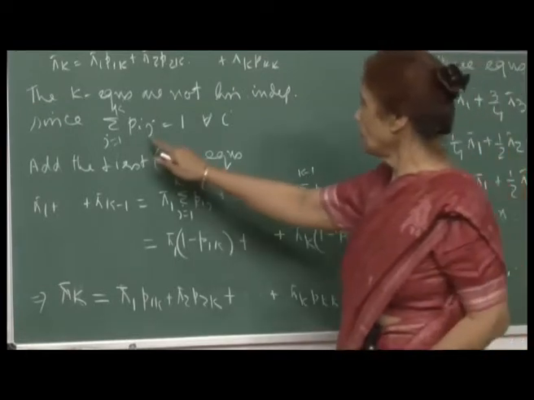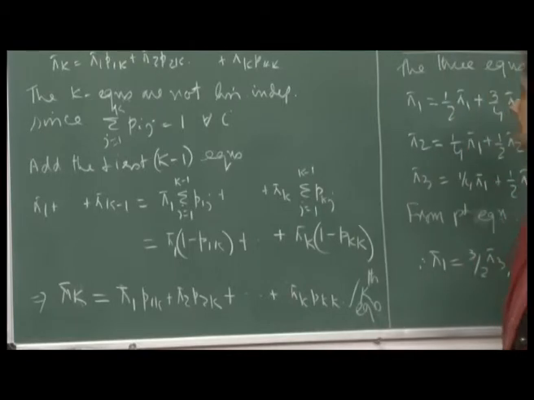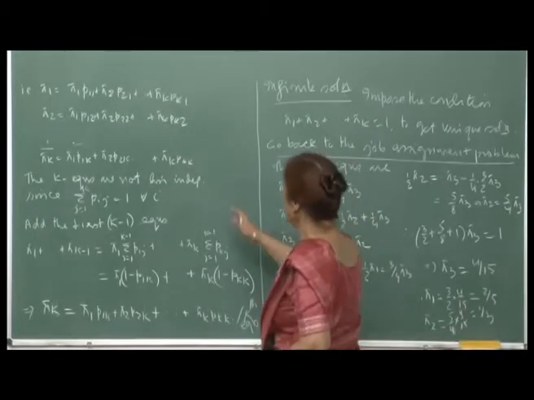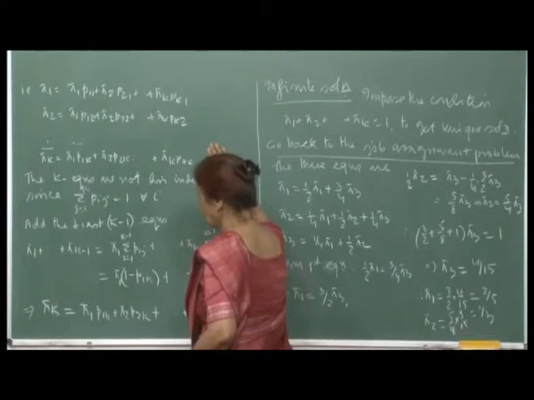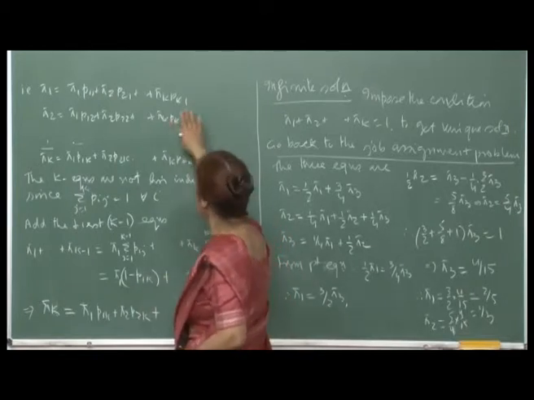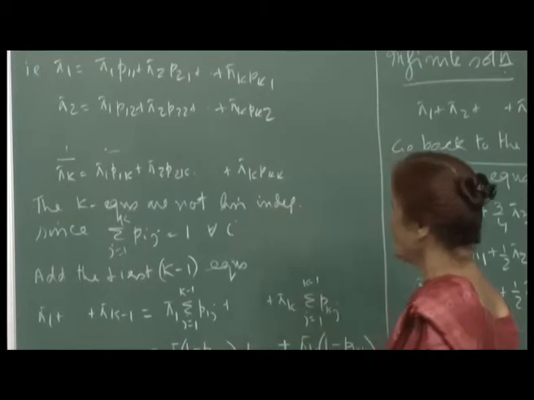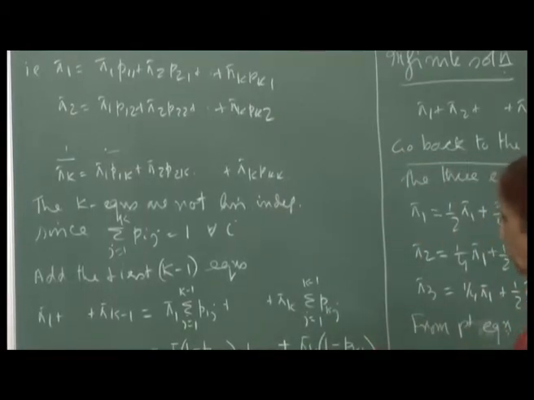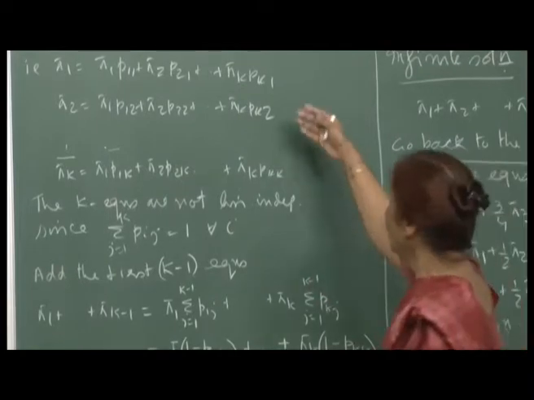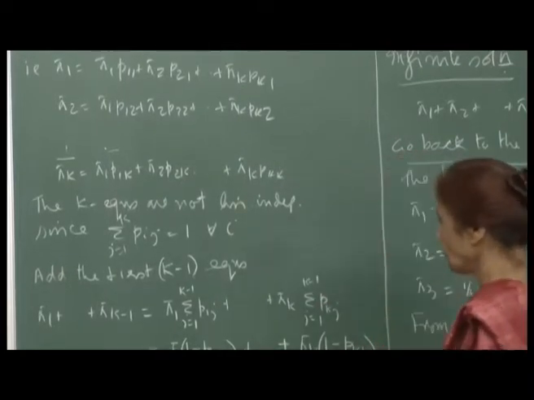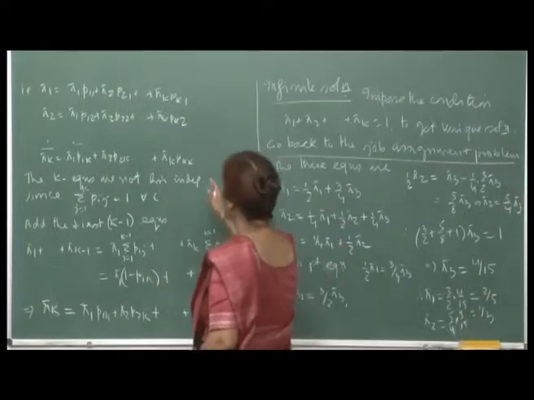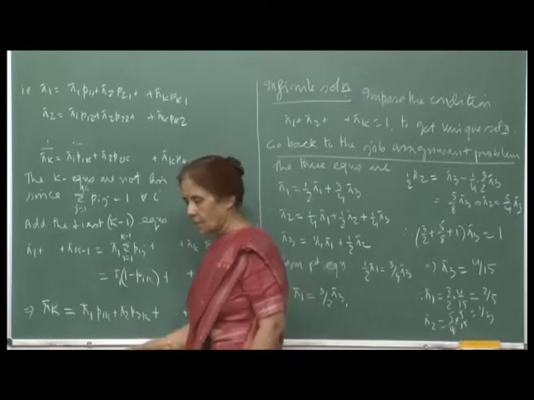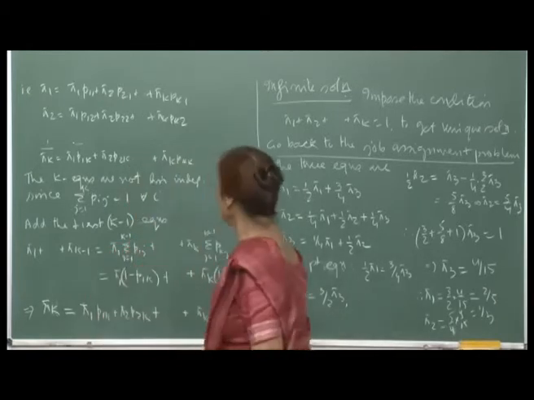So, because the probabilities in the rows sum up to 1, these k equations are not linearly independent. In fact, any k minus 1 of them will lead you to the kth one, right, because here I just chose the first k minus 1, but you can choose any k minus 1 and you will be able to obtain the remaining one by adding the k minus 1 equations you have chosen. Okay. So, therefore, infinite solutions, because the coefficient matrix is singular.